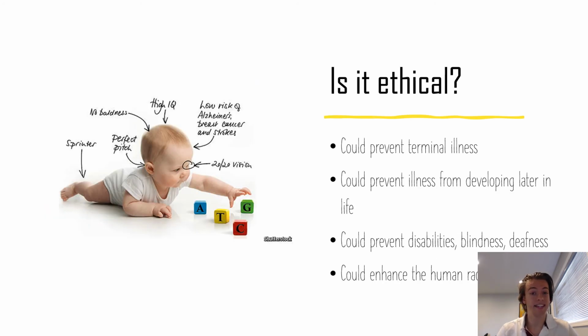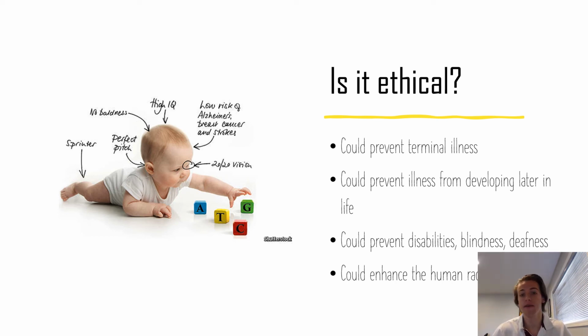Now let's get into, is it ethical? So this is the pro genetic engineering side. The pros for it are that it could prevent terminal illnesses from developing in a child later on in life, such as cancer, heart problems, obesity. All of this stuff could be gone. We could eradicate diseases this way.